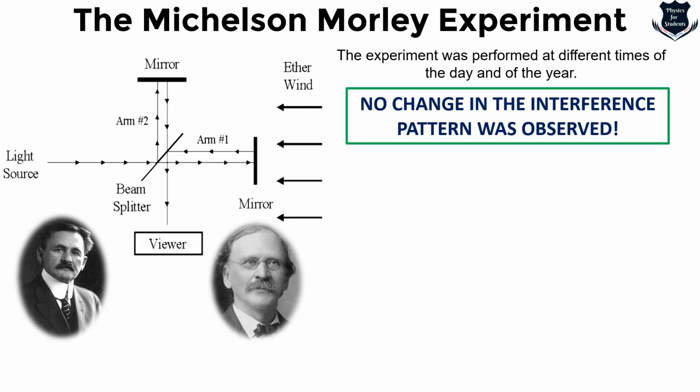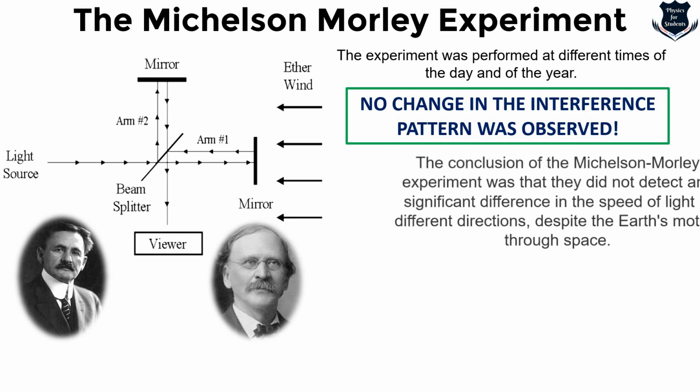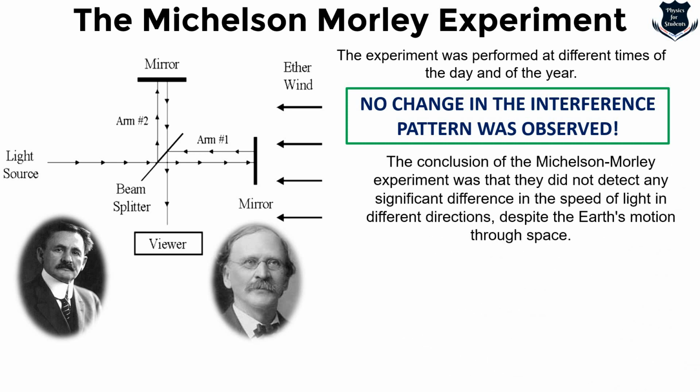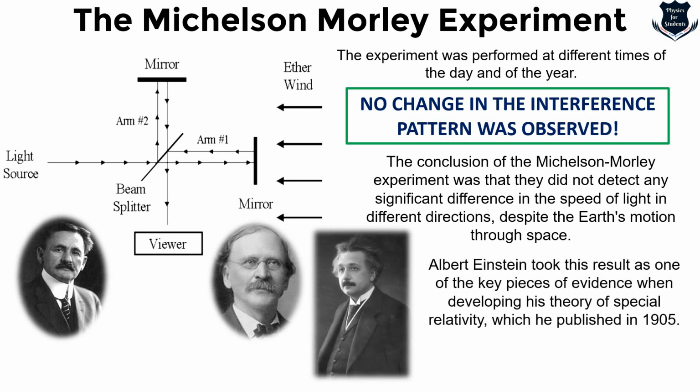It was found that there was no change in the interference pattern which was expected. That was the conclusion of the Michelson-Morley experiment: they did not detect any significant difference in the speed of light. Albert Einstein took this result as one of the key ingredients, a key element, and formed the special theory of relativity. The question is how? How did Einstein take the Michelson-Morley experiment's non-detection of ether and form the postulates, the basic ideas, of the special theory of relativity? That is coming up in the next part of the video.